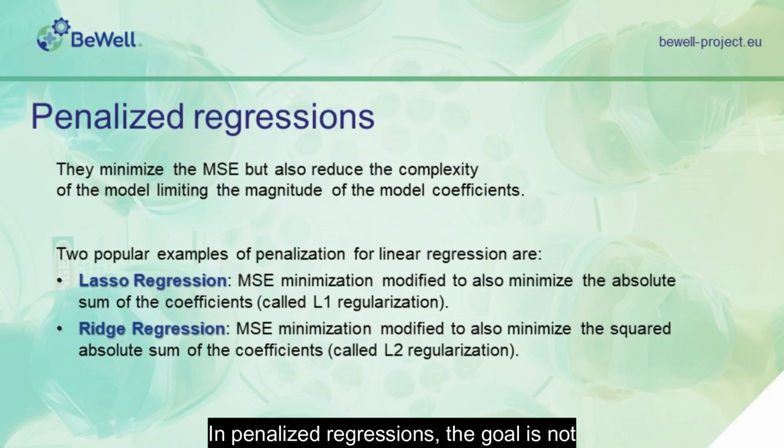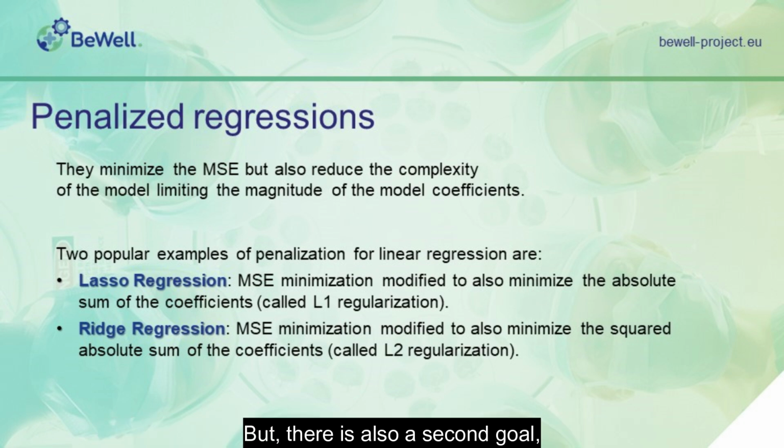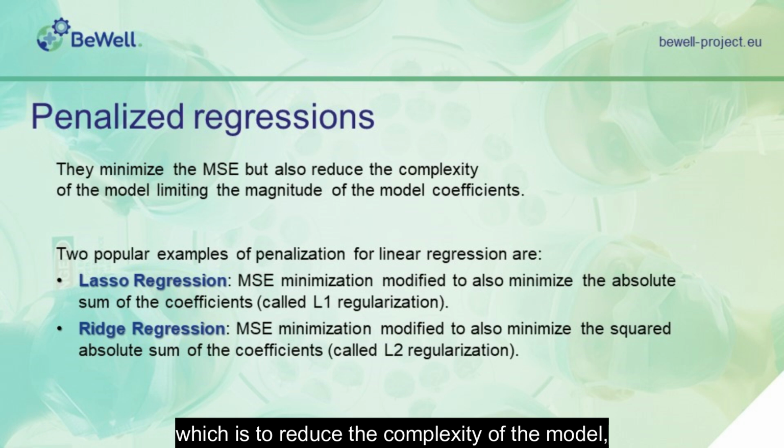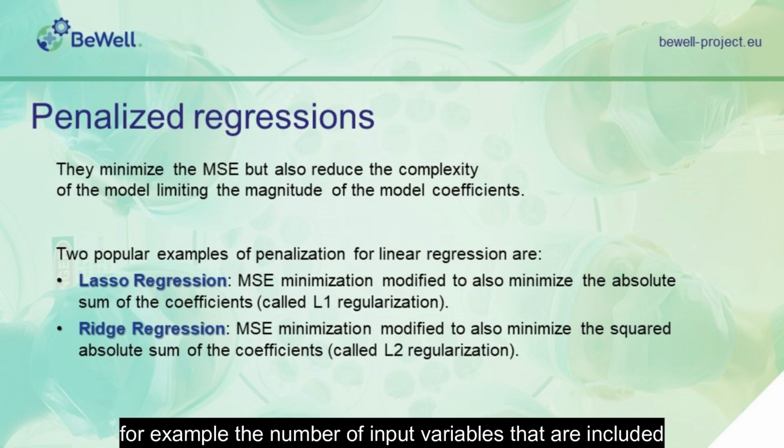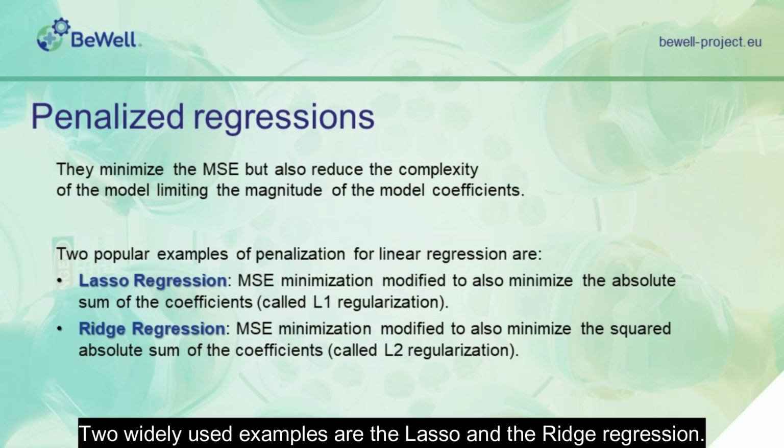In penalized regressions, the goal is not only to minimize the sum of the squared errors, that is the MSE. But, there is also a second goal, which is to reduce the complexity of the model. For example, the number of input variables that are included or the magnitude of the coefficients associated with the input variables. Two widely used examples are the lasso and the ridge regression.